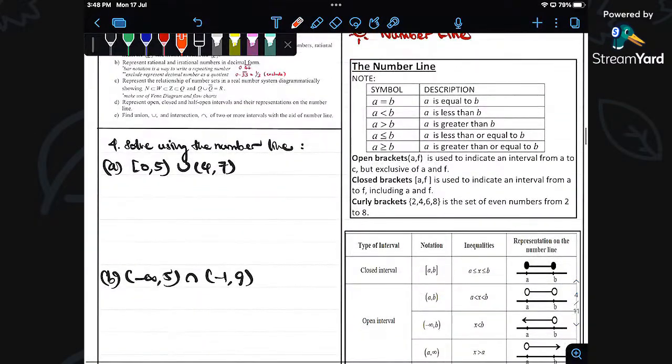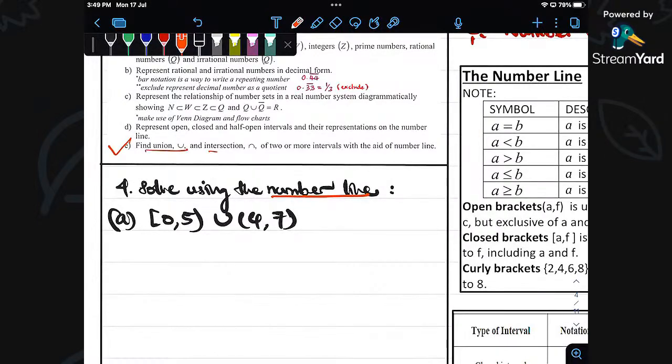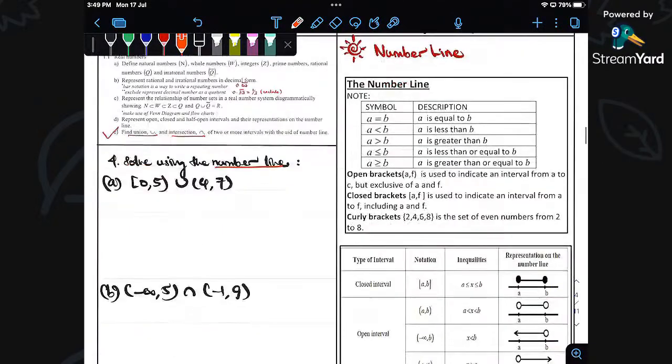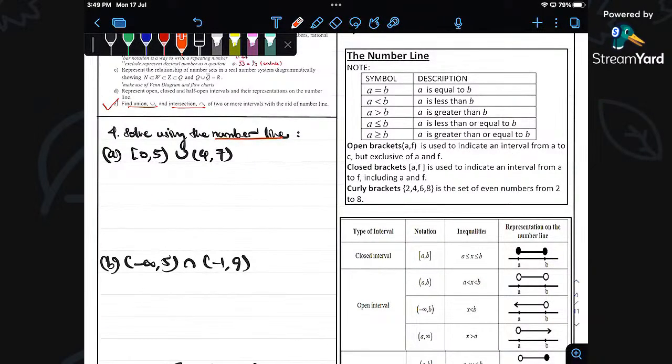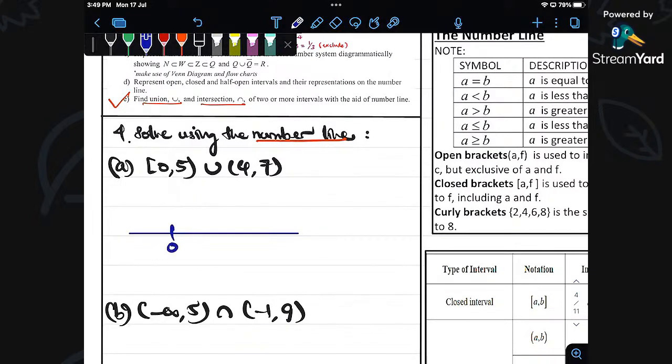And the last one from me is question number 4. Saya akan bagi beberapa contoh sahajalah. We're still using the number line, but now the final goal is to learn about the union and intersection. So now, in order to use this union and intersection, we will need a number line. So I repeat, we will use the number line, start from smaller numbers to big numbers.